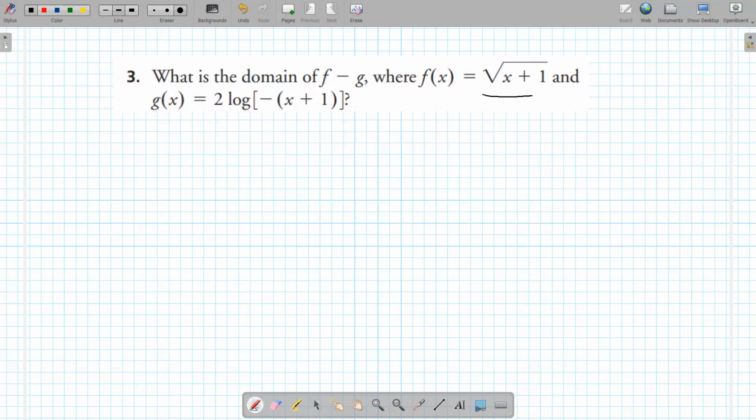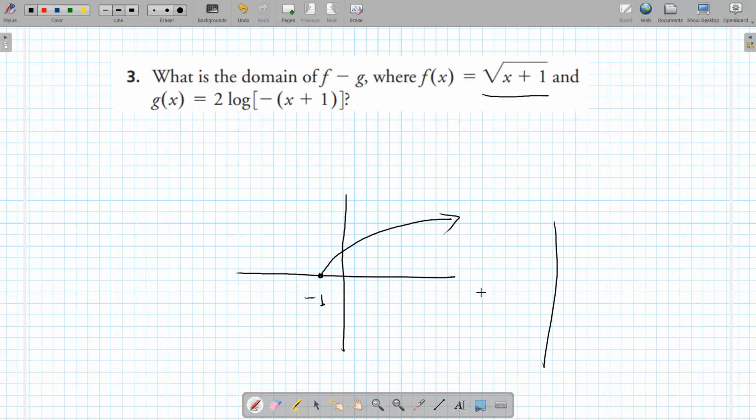What's the domain of this? I'll give you a sketch. Looks like this. How did I know that that's what the sketch looks like? It's because I know square root of x looks like this, starts at 0, 0. And this plus 1, all this does is this is a transformation. The d value is negative 1, which means it's going to shift 1 unit to the left. This is what f of x looks like.